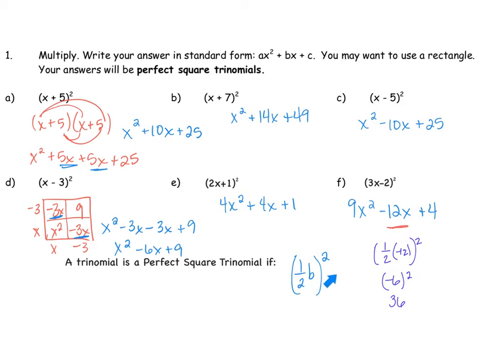That should equal a times c. So 9 times 4, which also gives us 36, which means that this is a perfect square trinomial. So that perfect square meaning we take a binomial and square it, and when we do that, we get a perfect square trinomial.